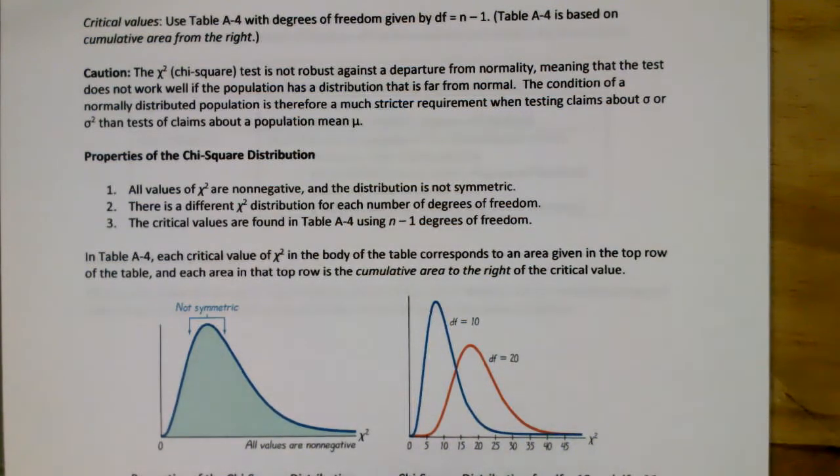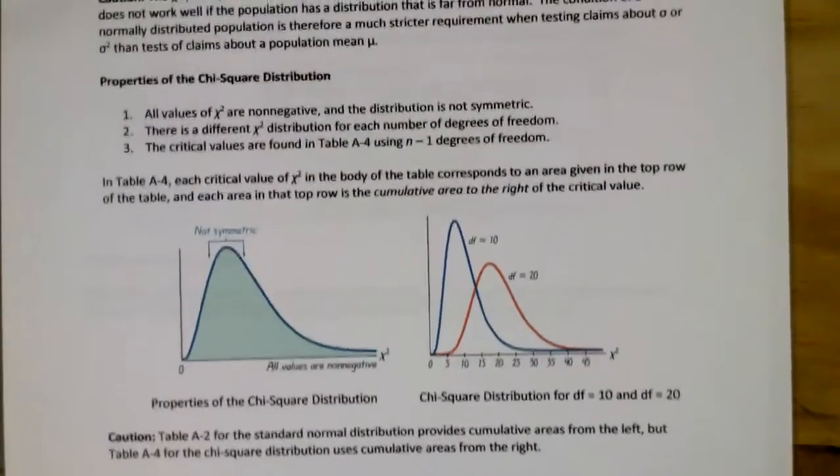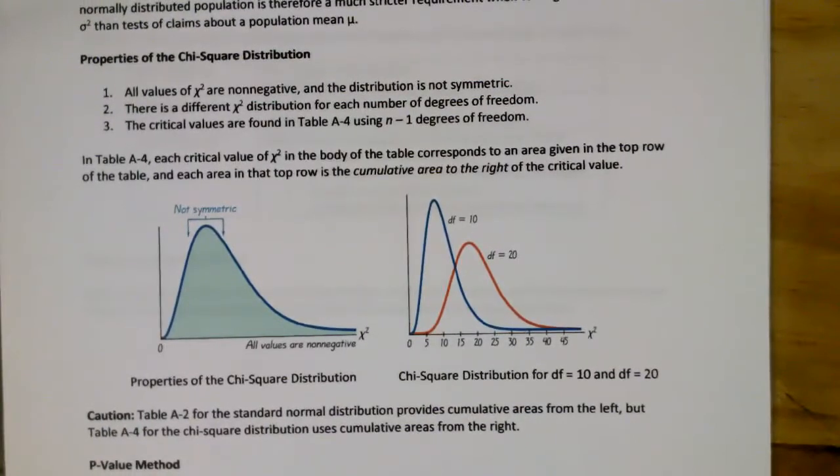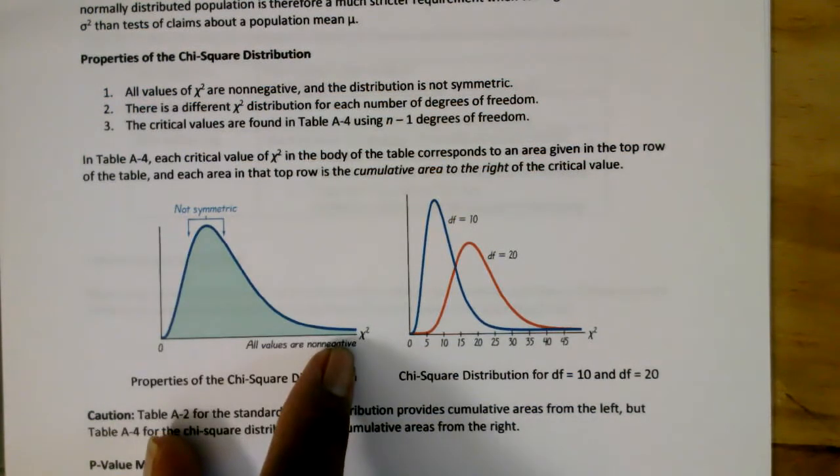All right, now for the properties of the chi-square distribution, some of this is kind of a review of some of the things we talked about when we were doing the confidence interval for a population variance or population standard deviation. Number one, all the values of chi-square are non-negative, and the distribution is not symmetric. Number two, there is a different chi-square distribution for each number of degrees of freedom. And number three, the critical values are found in table A-4 using n minus 1 degrees of freedom.